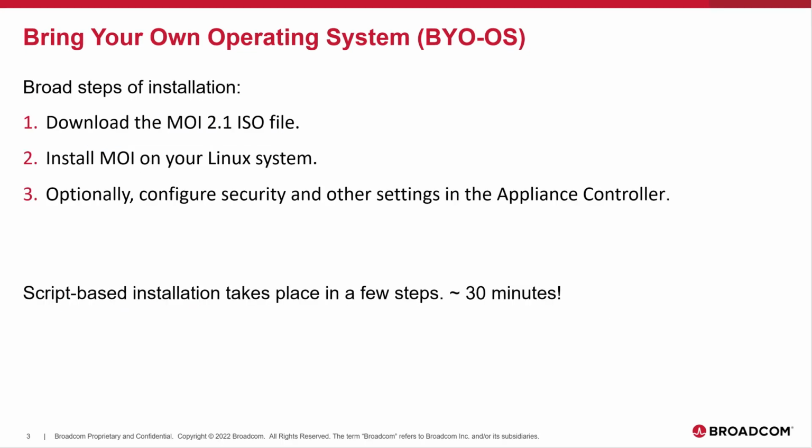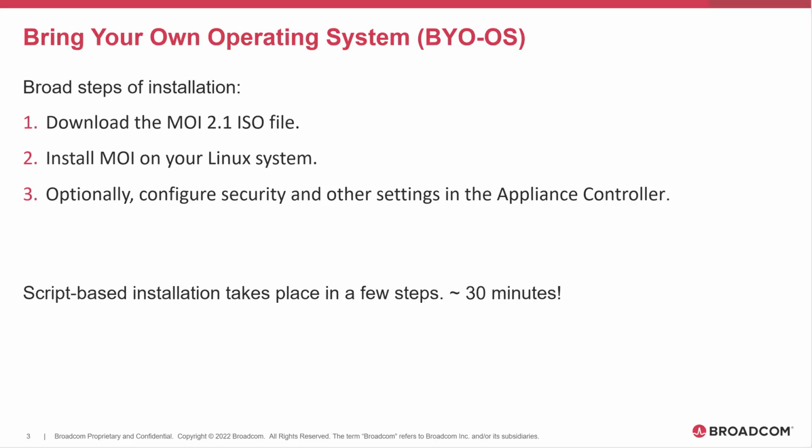Once prerequisites are in place, the steps for installation are broadly as follows. First, download the MOI 2.1 ISO file from the Broadcom support site. Next, install MOI on your Linux system. Once MOI is installed, optionally you can then configure security and other settings using the appliance controller user interface. These steps can be completed and the installation be up and running in approximately half an hour. Let's watch the steps in a demonstration.